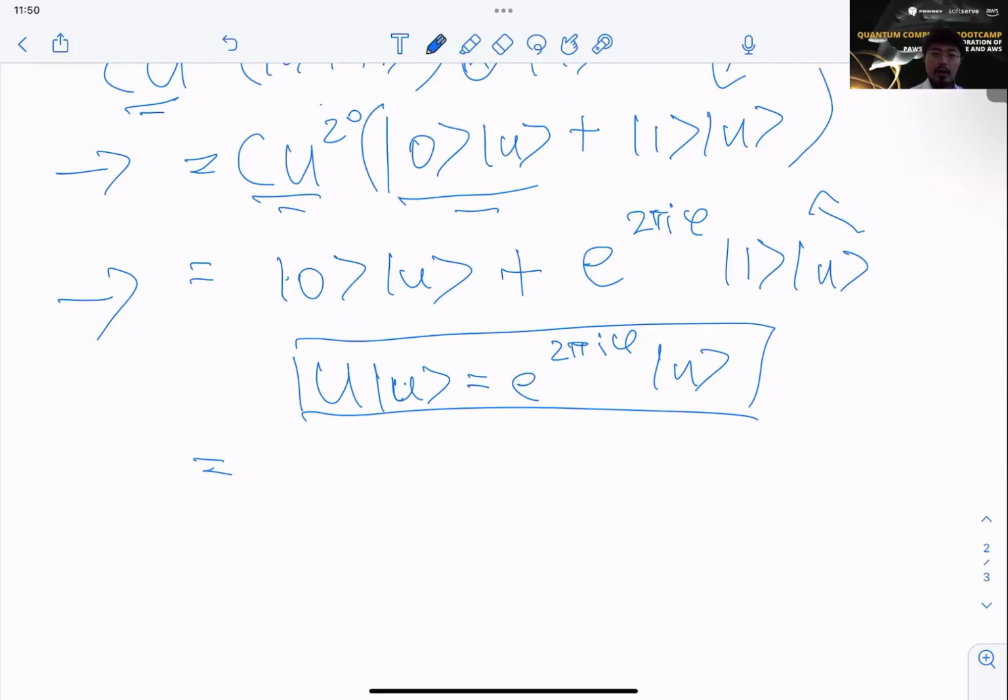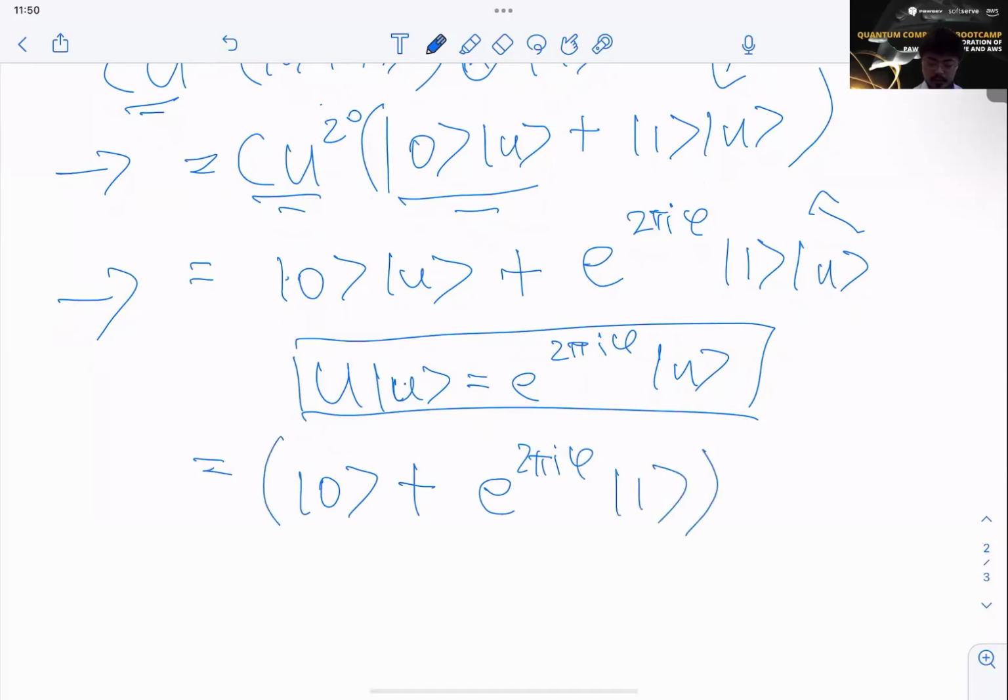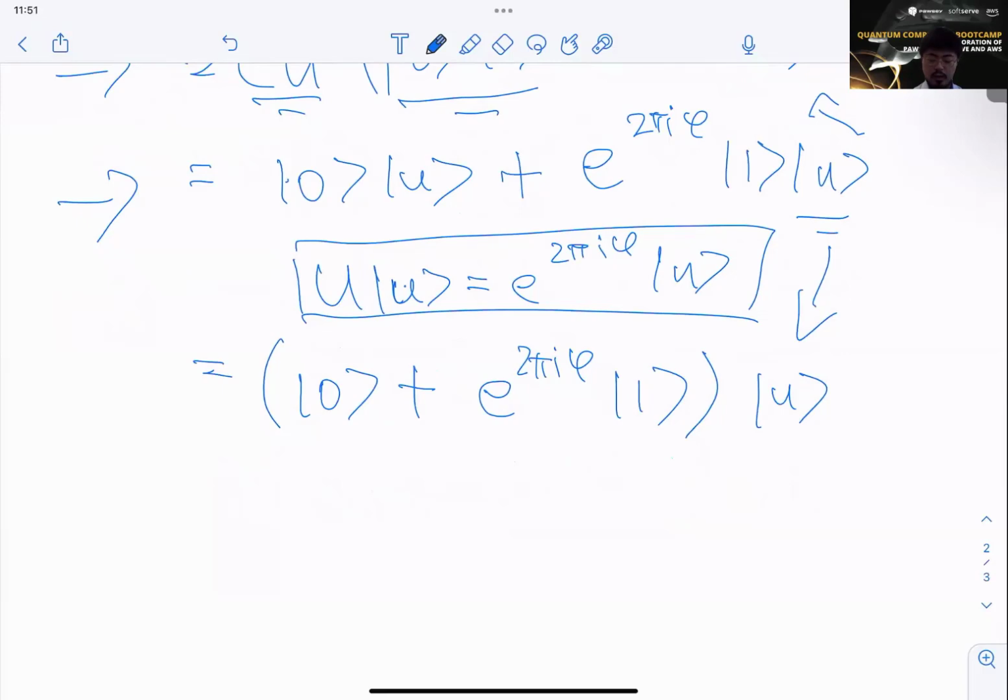Okay. Now, I hope that you all can see that we can rearrange this expression as basically 0 plus e to the 2 pi i phi 1, and U over here. We can take U out over here. We can take U out. And instead we are just left with this, and nothing happens to the second register.